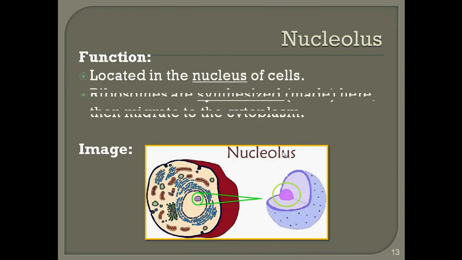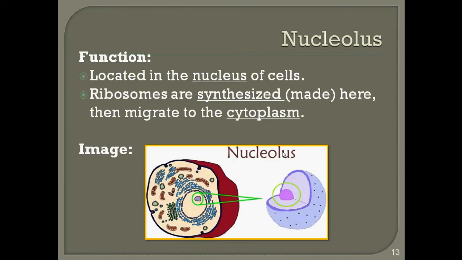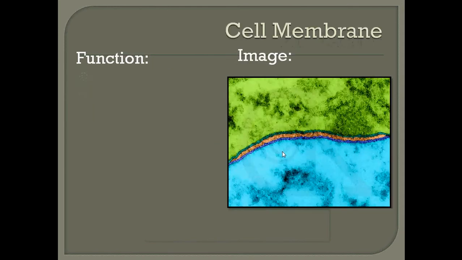The nucleolus, if you recall, is located in the nucleus, and this is where ribosomes are made, and they migrate out into the cytoplasm. Remember, ribosomes are where we make protein. So all protein in the body is actually produced in the ribosomes, which is very important.